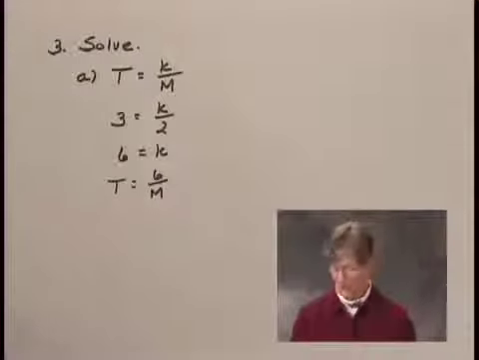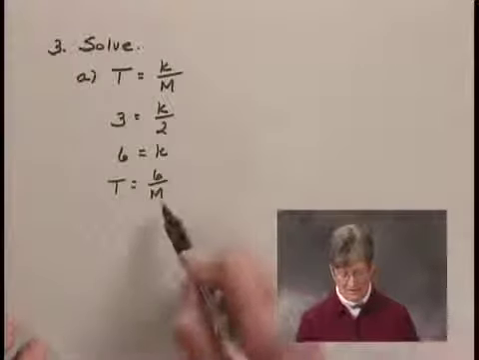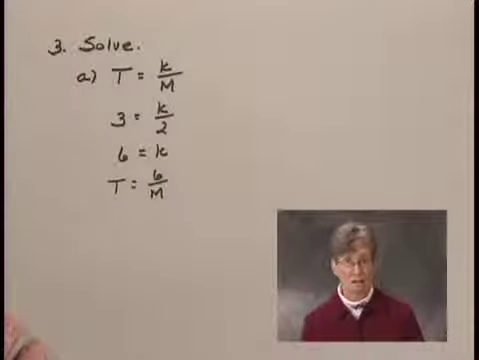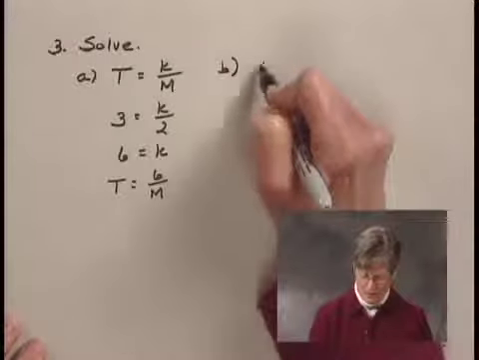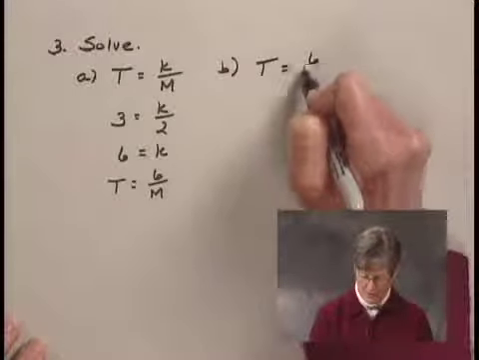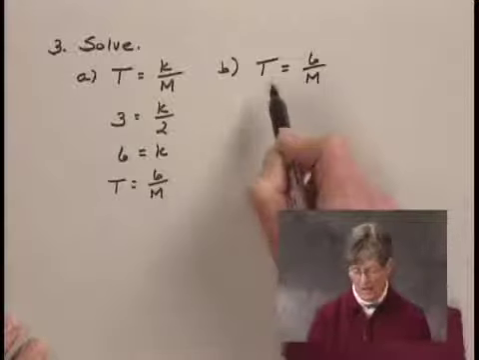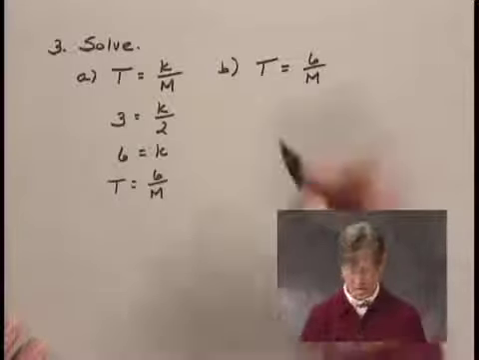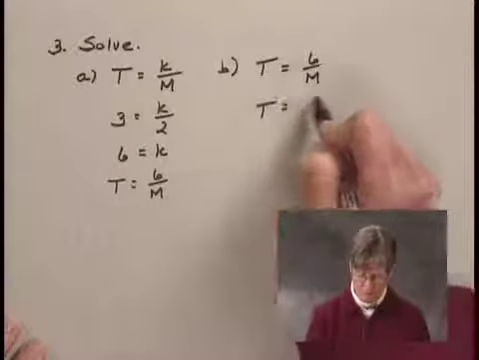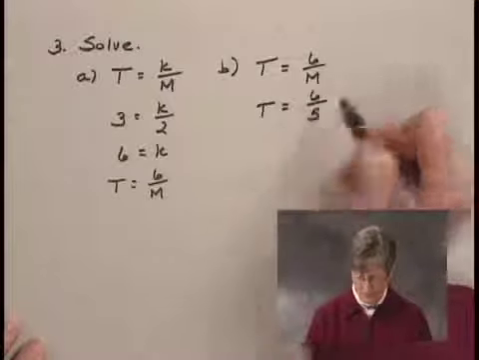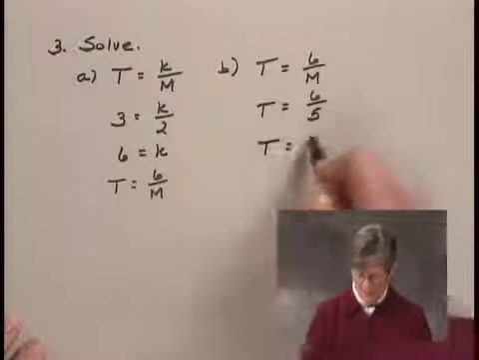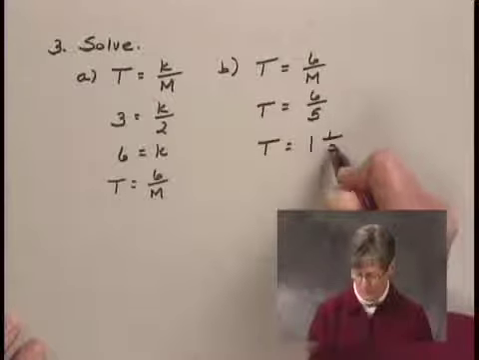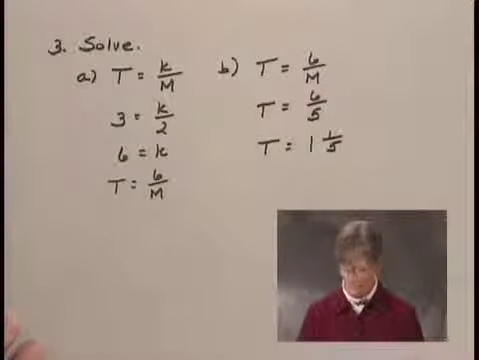And now what we want to do is to find the amount of time required to do the job when 5 concrete mixers are used. So that's the second part of our solution. We have the equation t equals 6 over m, and we want to know what t is when m is 5. So we'll substitute 5 for m. And we can say that t is equal to 6 over 5, or we might want to write this as a mixed numeral. T is equal to 1 1/5.